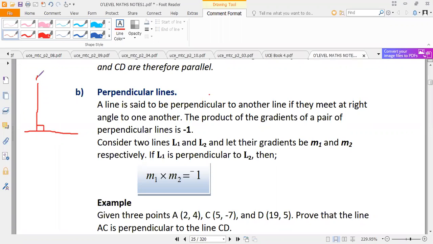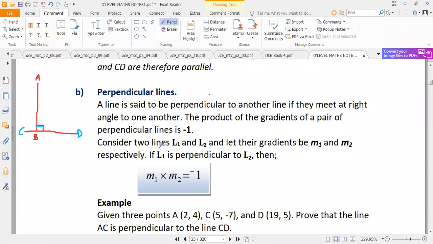So if this is the line AB, and then we also have a line CD, and the two lines meet and make an angle of 90 degrees, we say that they are perpendicular.